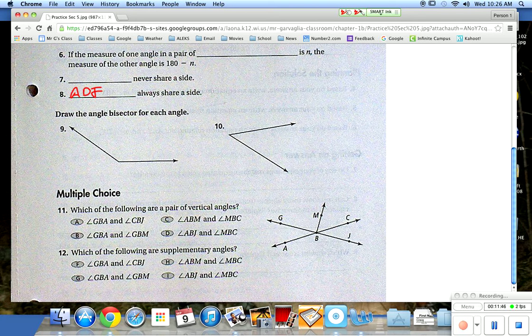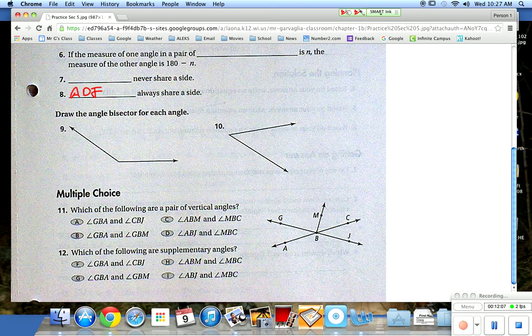Draw angle bisector for each. What is an angle bisector? What does an angle bisector do? Kaylin, what does it do? Or Kaylee, what does it do? So it divides them in half, right?